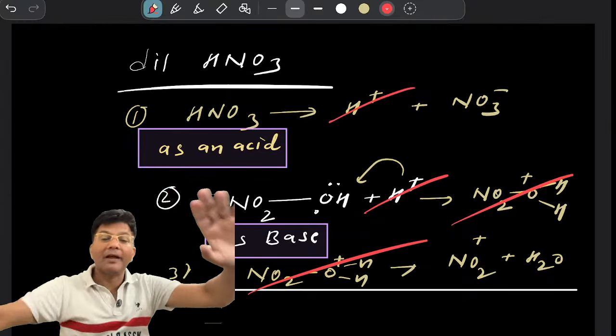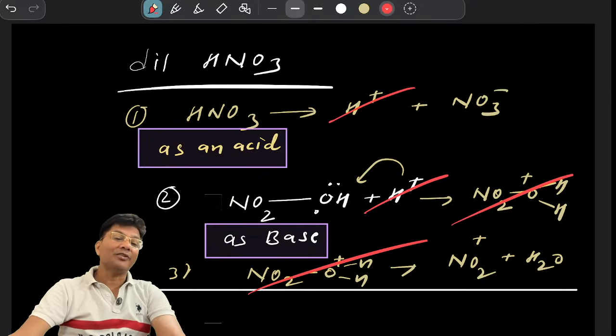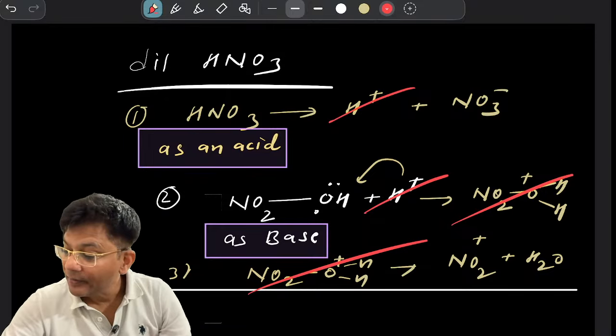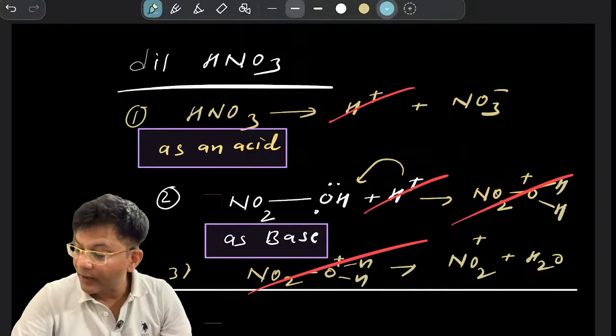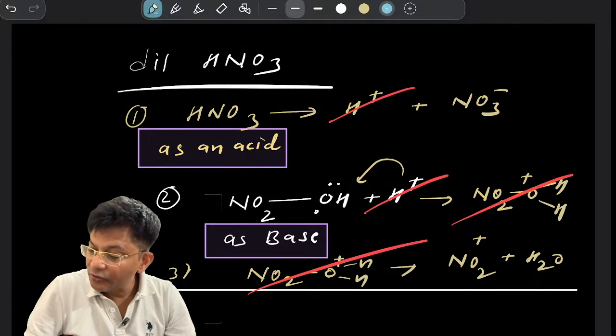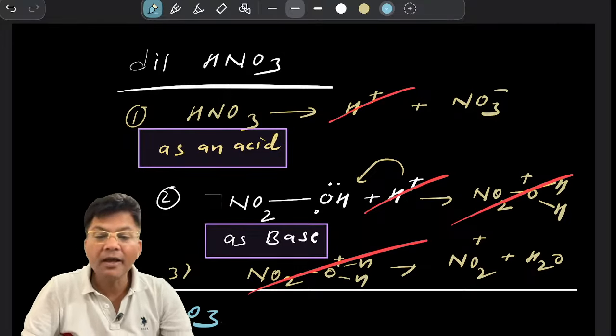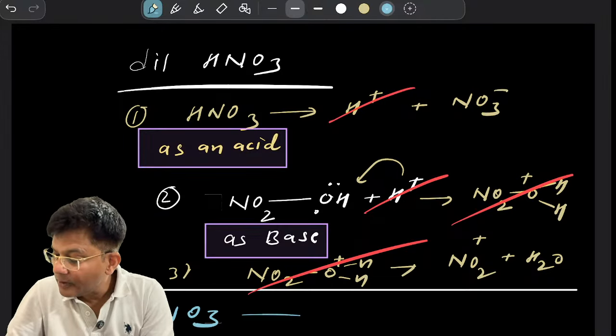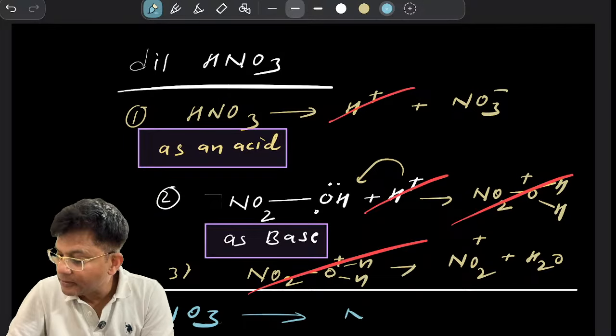Cancer. That means during this reaction, how many moles of HNO3 are you supposed to take in excess? That means 2 moles of HNO3 we should take, because one will behave as an acid, another one will behave as a base.